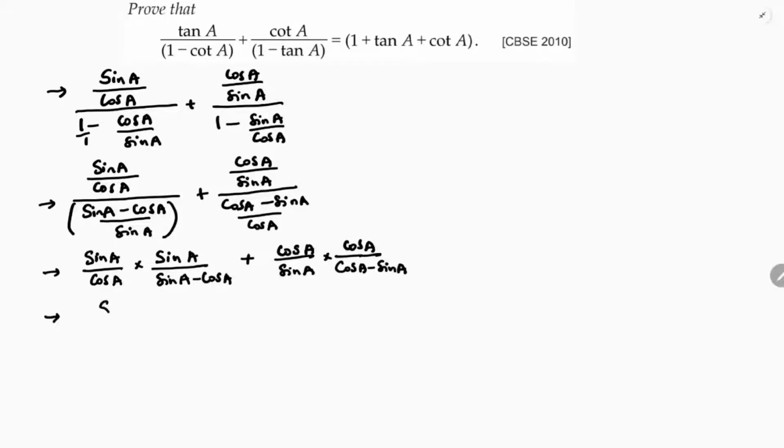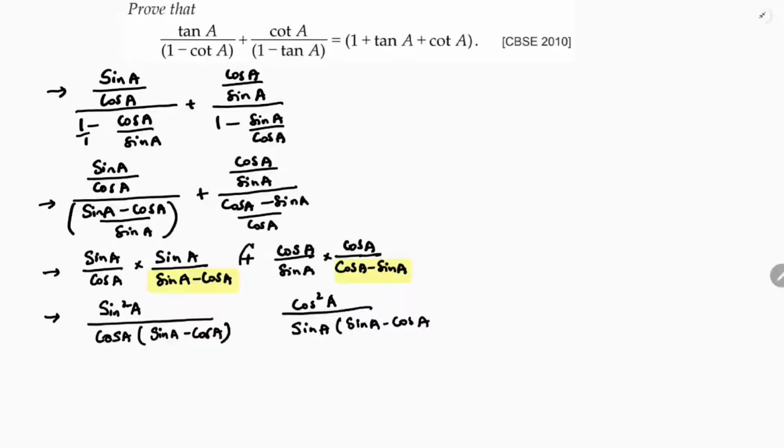Sin A into sin A, which is sin square A, by cos A into sin A minus cos A, and here cos square A by sin A into, see this part, here it was cos A minus sin A, and here it is sin A minus cos A. So this cos A minus sin A I'll write as sin A minus cos A.